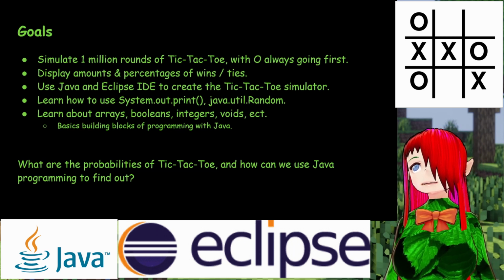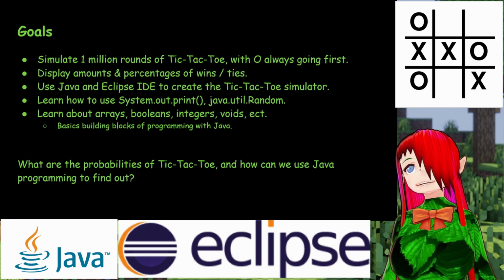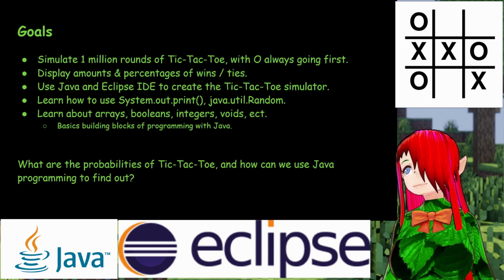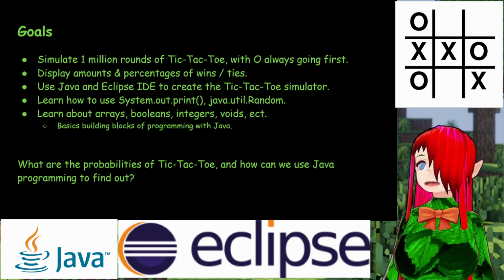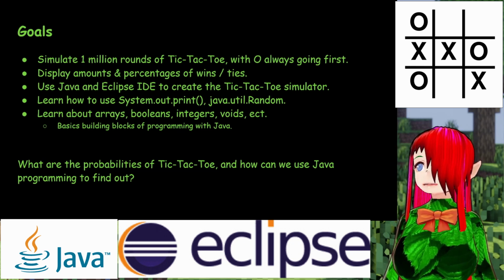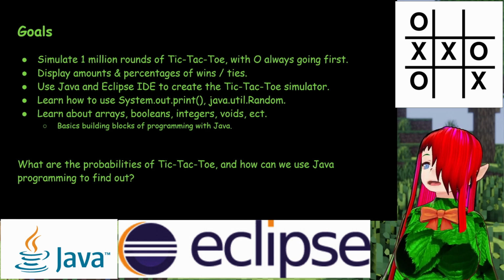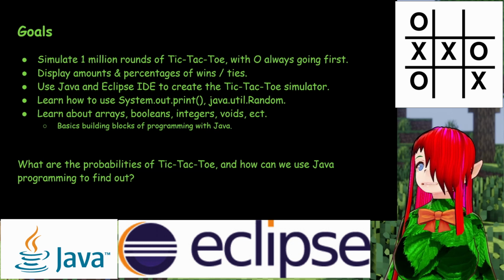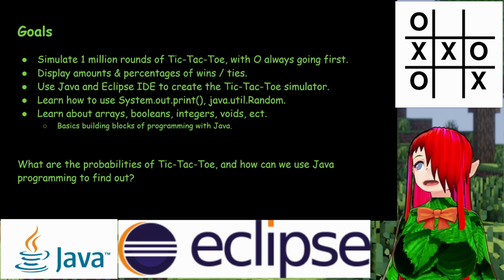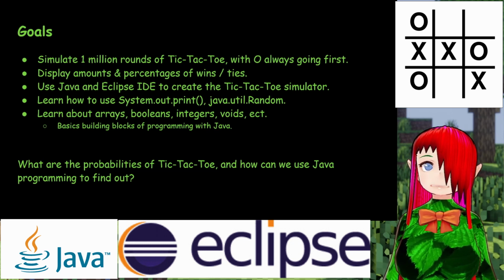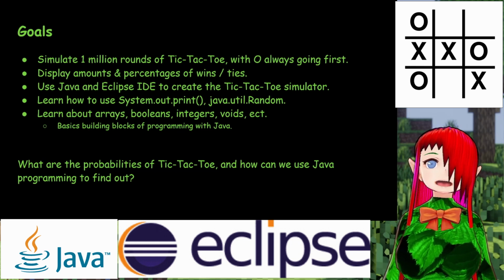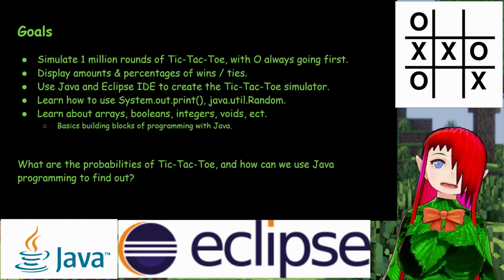So we're going to be using Java and Eclipse to create the actual tic-tac-toe simulator. And then we're going to learn about really basic things about Java, like the main things that are powering the script. The main ideas to learn about here are System.out.print, which is going to print, it's going to write.